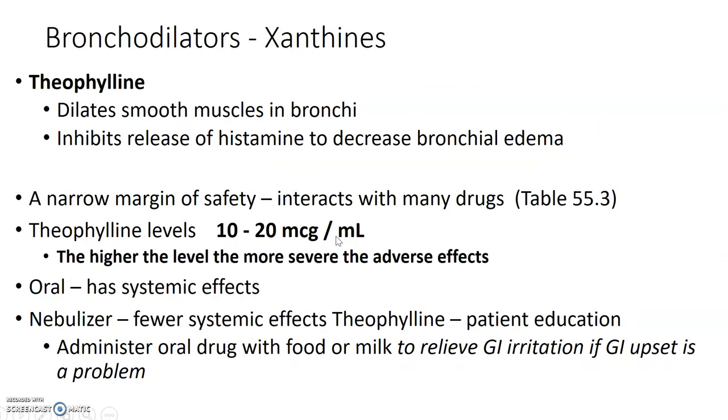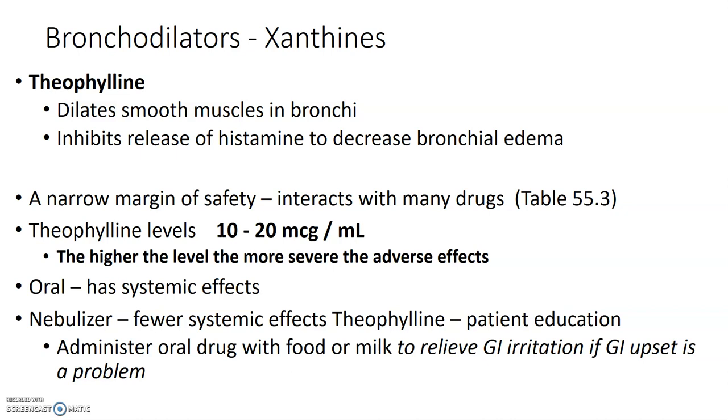The first class of drugs are the bronchodilators, or xanthines. The xanthines dilate smooth muscles in the bronchi and inhibit the release of histamine to decrease bronchial edema. They are used to treat asthma. The drug has a narrow margin of safety and interacts with many drugs. Please see Table 55.3. The theophylline level that you need to remember is 10 to 20 mcg per milliliter. Note that the higher the level of theophylline in the blood, the more severe the adverse effects. Please see that in your chart.